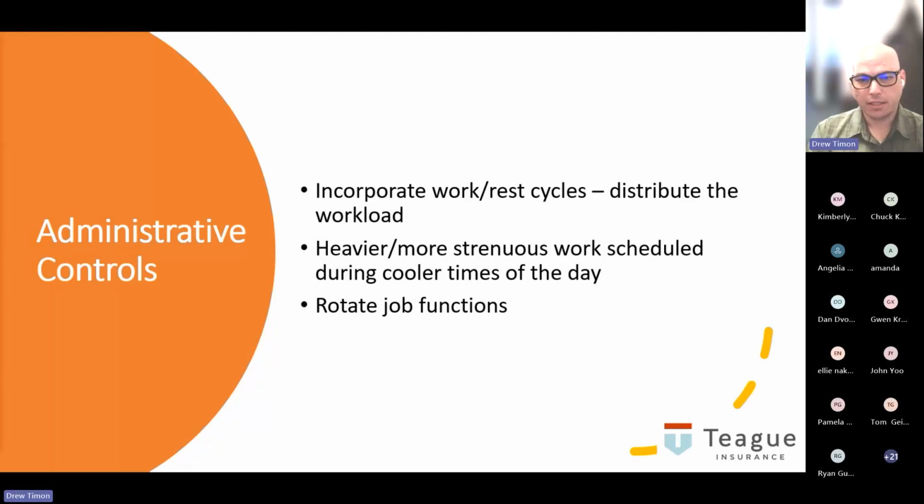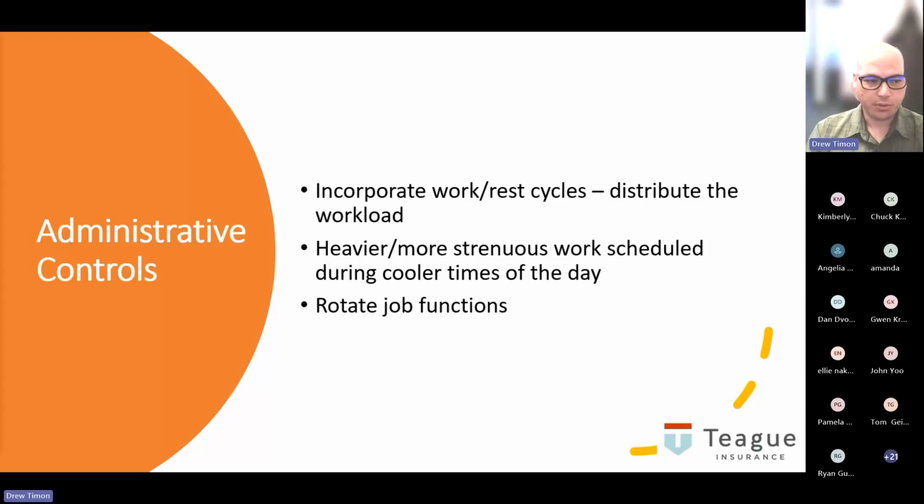And those could be incorporating work and rest cycles, so we're scheduling our employees to take extra breaks when we know that they're exposed to heat, or we're going to trade employees out. So that way we're not exposing the same employees to that hazard throughout the day. If we know that we're going to have heavier, more strenuous work, then we want to schedule those during cooler times of the day. And that can help with the exposure to the heat.